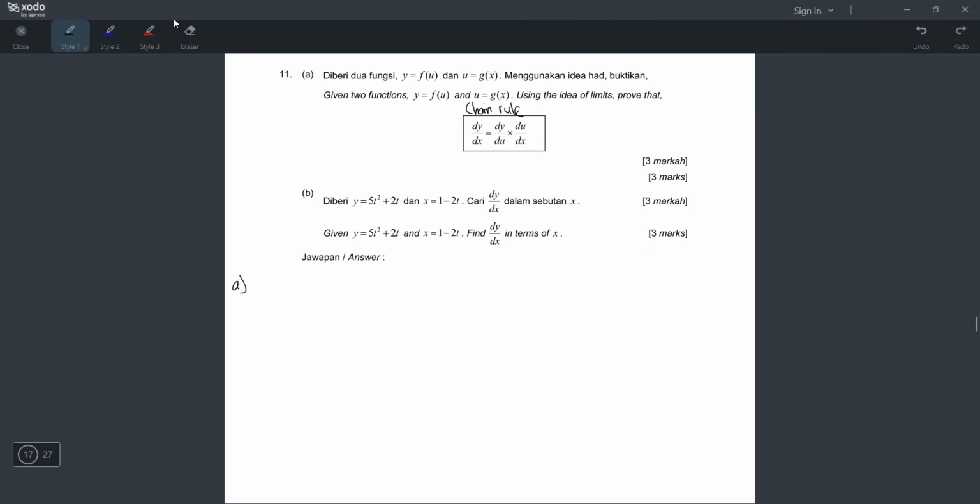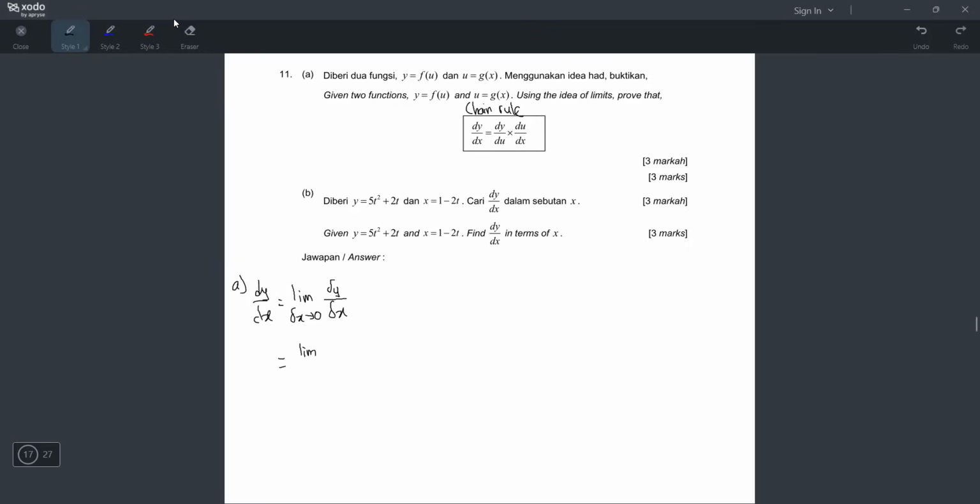Let's see. Okay, I know that dy/dx is equal to the limit as delta x approaches 0 of delta y over delta x. Delta means the changes. So limit of change in y over change in x, right? Because delta is the symbol for small change. So you need to know that dy/dx is the limit as delta x approaches 0 of delta y over delta x. But how do we prove the chain rule from here?